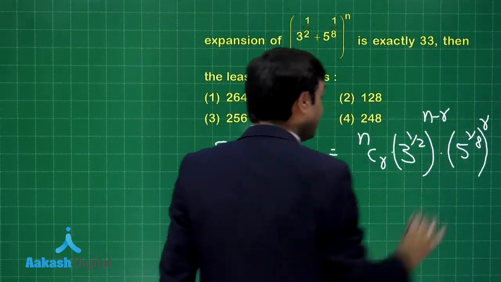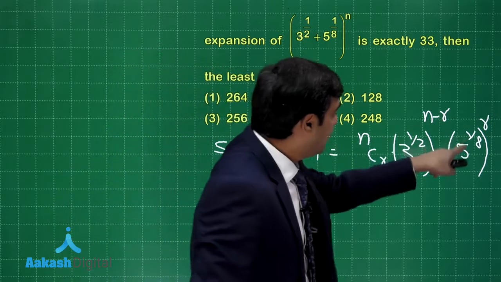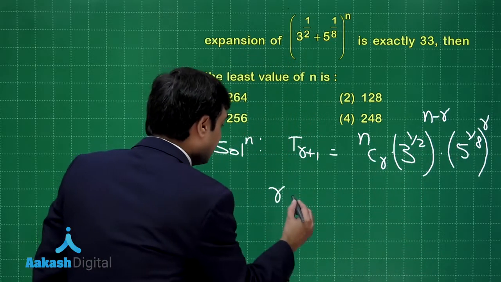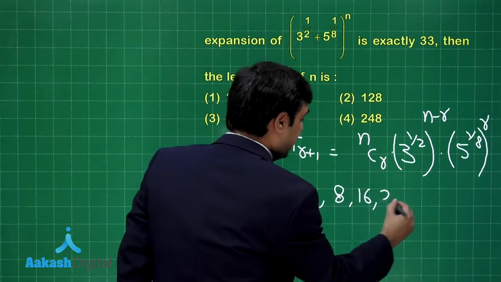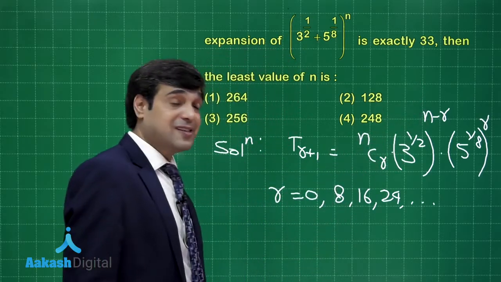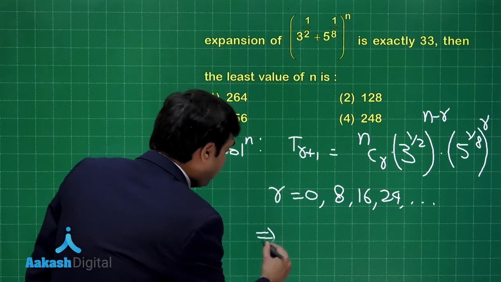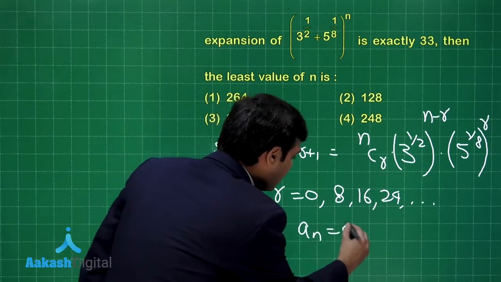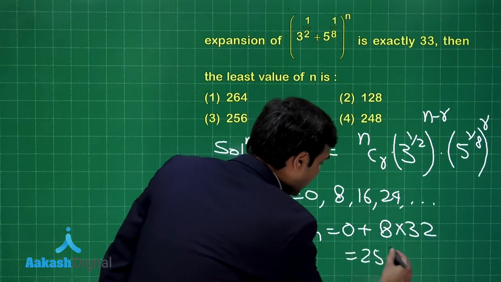Now for this one to be an integer, what we require is that this power should be an integer, not fractional. That means r is a multiple of 8: 0, 8, 16, 24, etc., as well as n minus r is a multiple of 2. We will talk about it later. Let's first find out this one. So here we observe exactly 33 terms are given. So the last value can be 0 plus 8 into 32, that is 256.